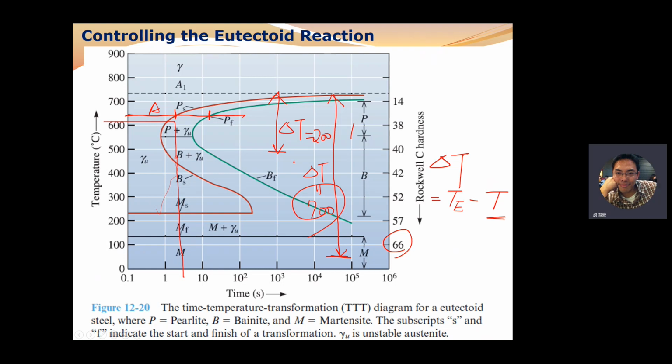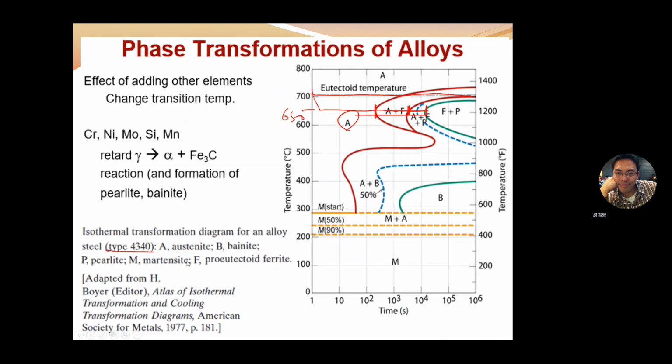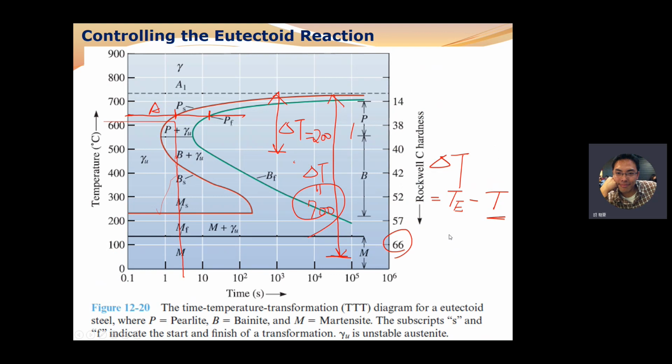So how about this figure? The pearlite starts to form where? At this moment, right? You know what I'm saying? At this moment, the pearlite starts to form. However, this figure shows that the pearlite starts to form in a few seconds. Okay, a few seconds.